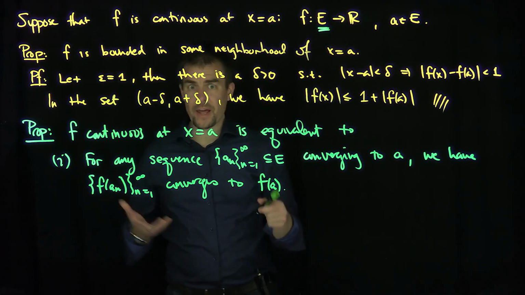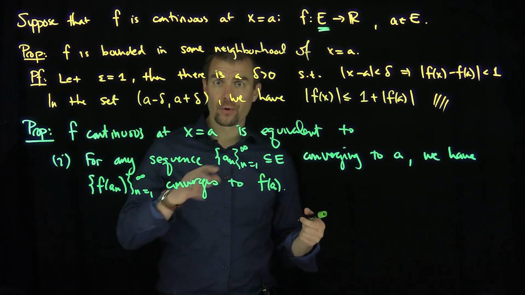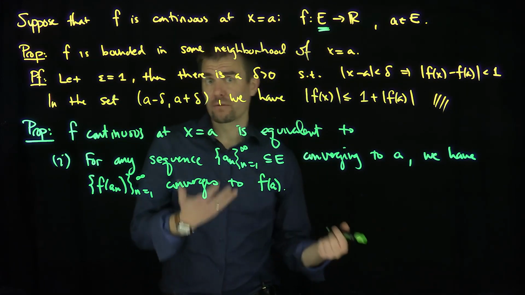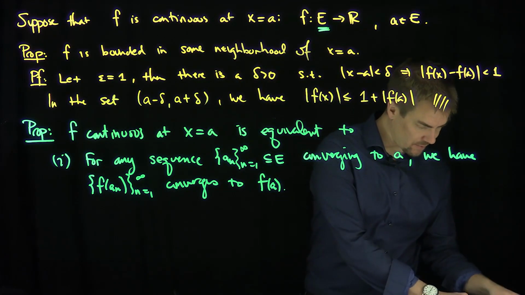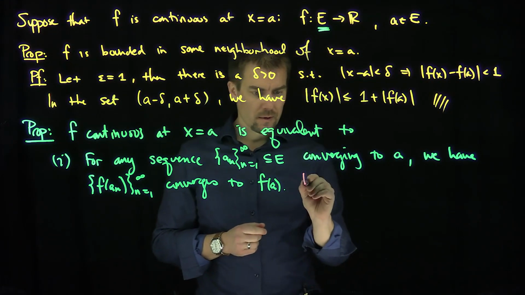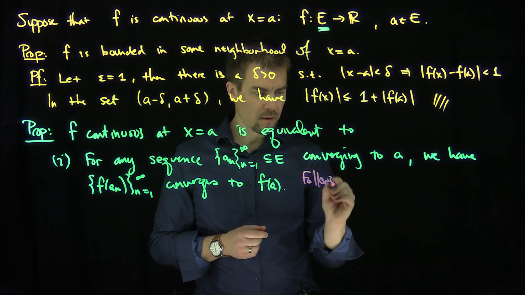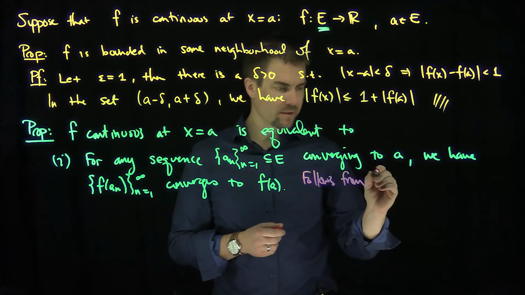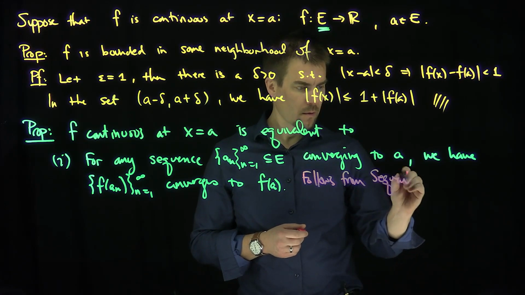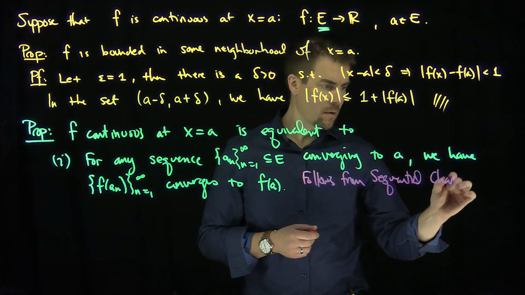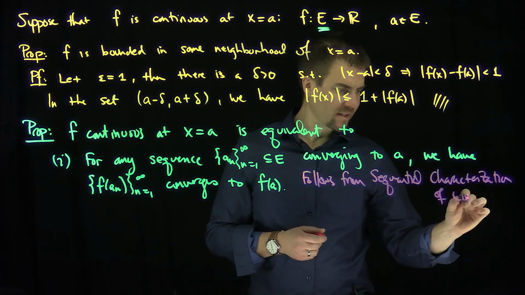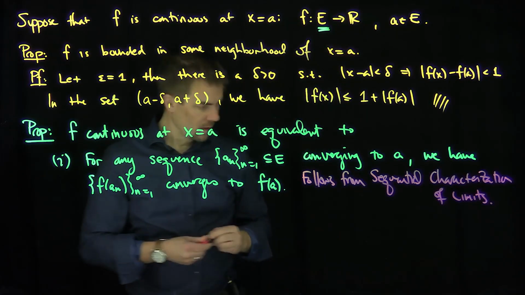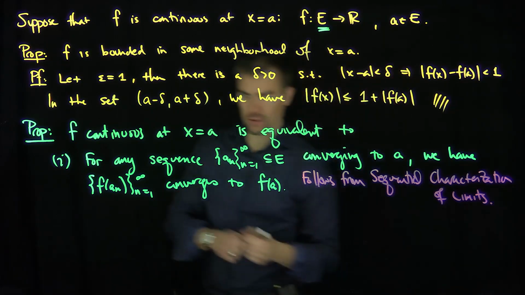And this number 1 over here actually just directly follows from our sequential characterization of limits existing. So this is a consequence of the sequential characterization of limits. It's an immediate consequence of that. Okay. The second one is just a topological version of this.